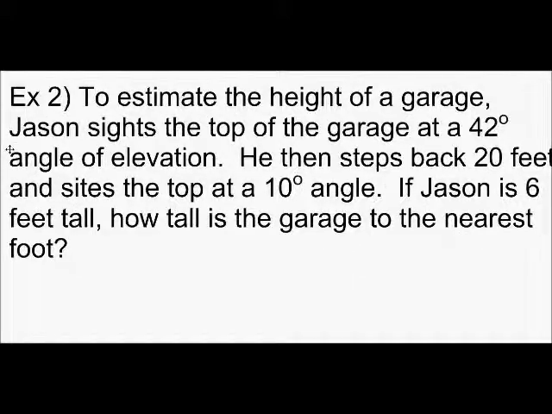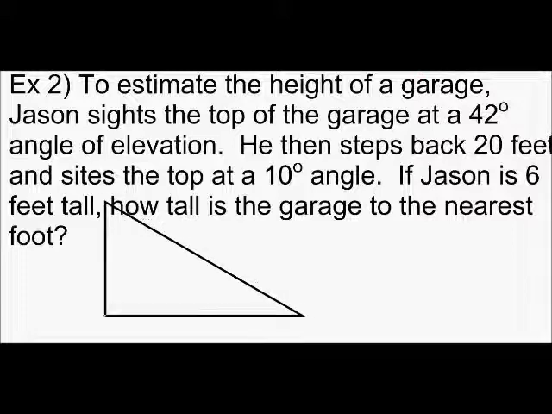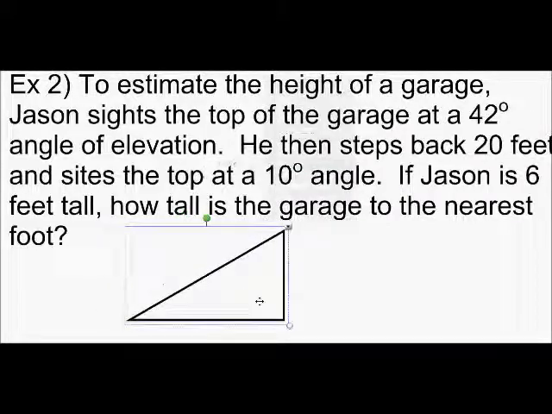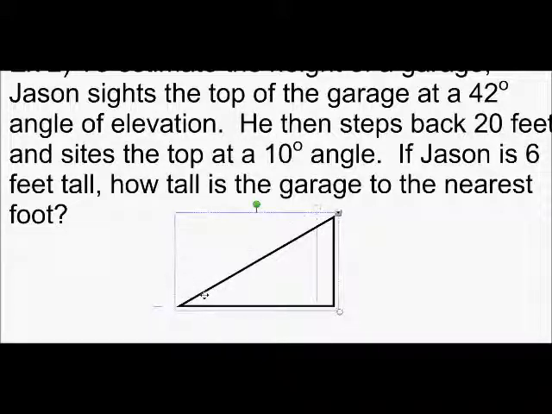Okay, example 2. To estimate the height of a garage, Jason sights the top of the garage at a 42-degree angle of elevation. So I'm going to stop right there and I'm going to draw a picture of that, because I think the problem's about to get a little bit more complicated. So let me do this one the other way. Okay. So Jason has a 42-degree angle of elevation. So that's down here. And he's right here. So this is the top of the garage. I'll just write garage. Okay.